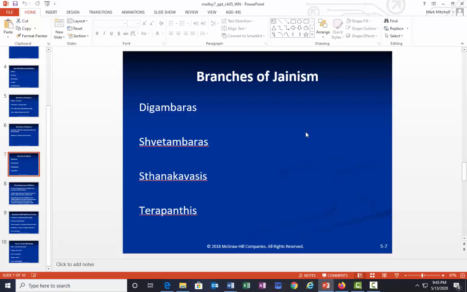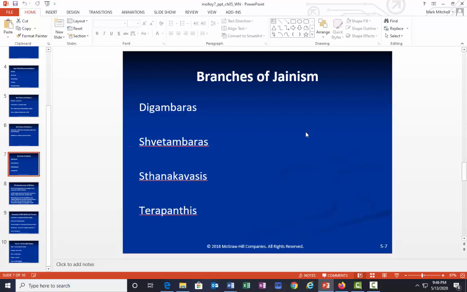The final branch is the Terapanthis, and that is a word that means 13, and it again is a reform movement. It's even newer than the third branch here on the PowerPoint slide, and its founder goes back to the early 1700s, and he gets the title of Swami. So again, a great leader is really what that's meant to indicate.